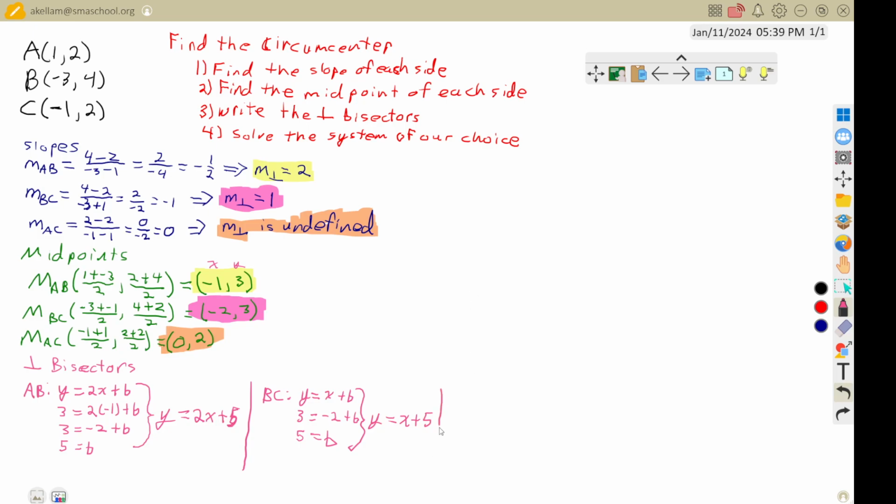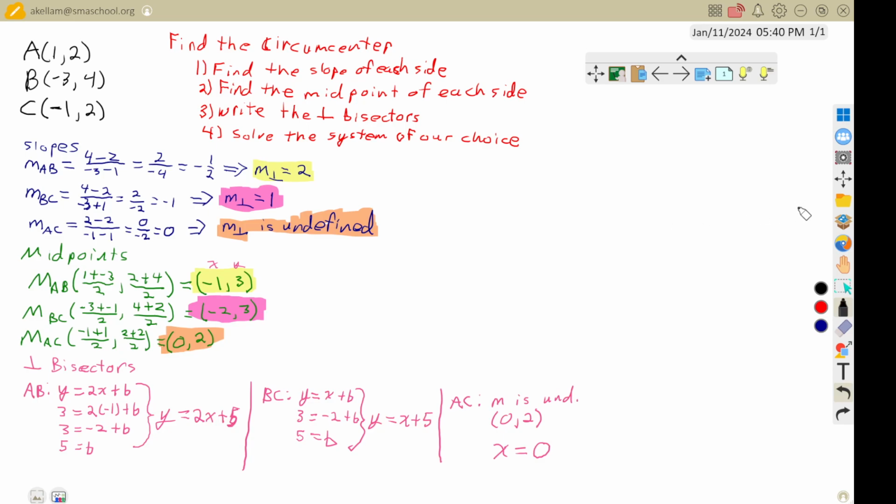And then we're going to do AC. So with AC's perpendicular bisector, I have an undefined slope, and I have the point 0, 2. Well, anytime we have an undefined slope, we know that the equation is just going to be x equals whatever my x-coordinate is. So that means x equals 0.